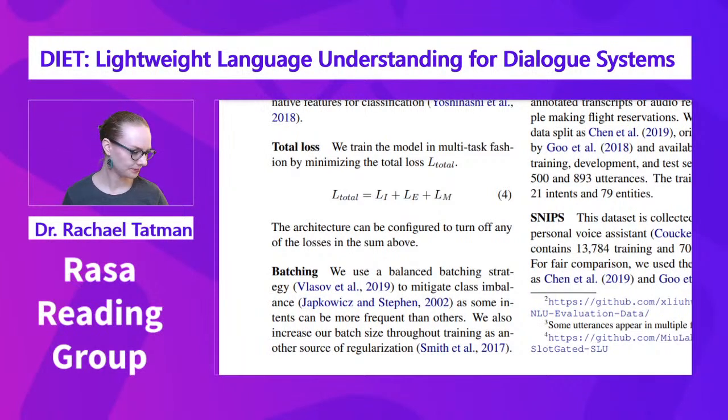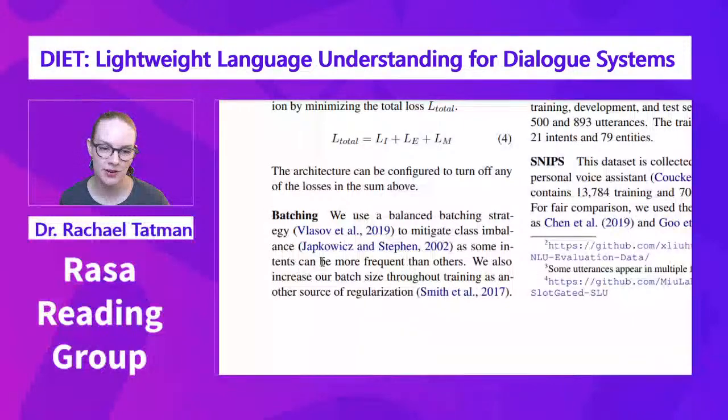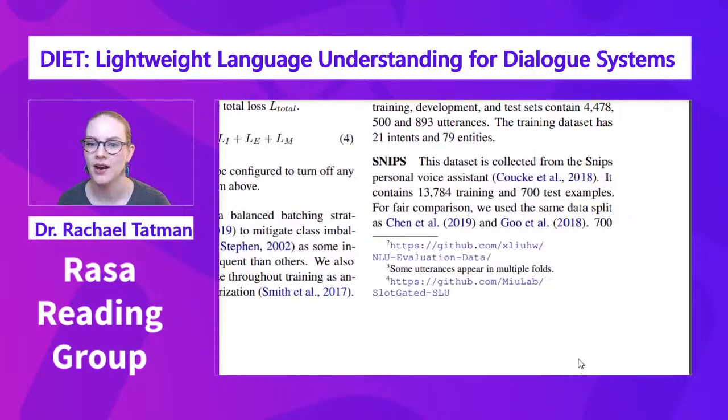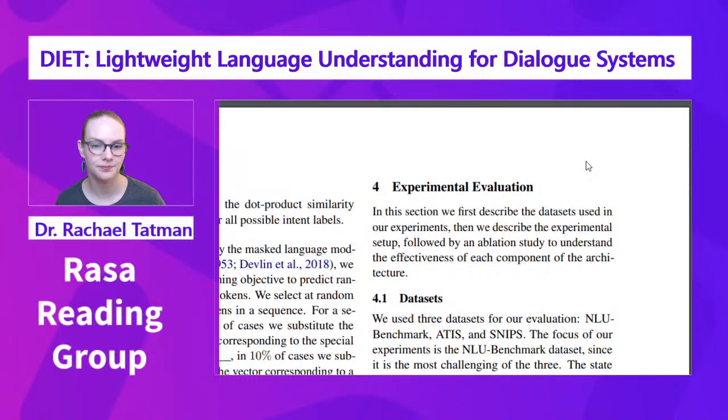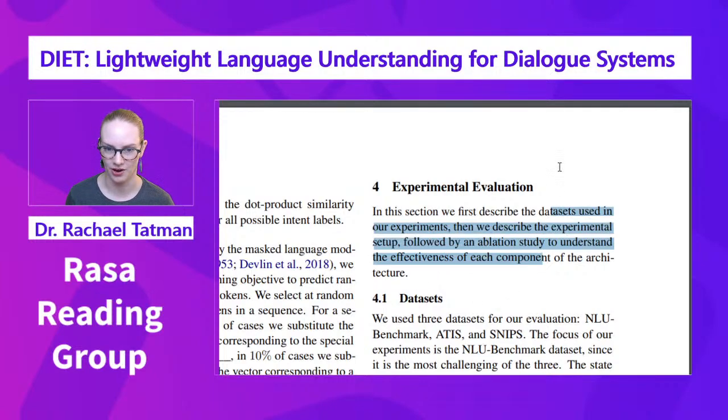Batching. We used a balanced batching strategy to mitigate class imbalance, as some intents can be more frequent than others. Understatement. We also increase our batch size throughout training as another source of regularization. Experimental evaluation. In this section, we first describe the datasets used in our experiments, then we describe the experimental setup, followed by an ablation study to understand the effectiveness of each component of the architecture.